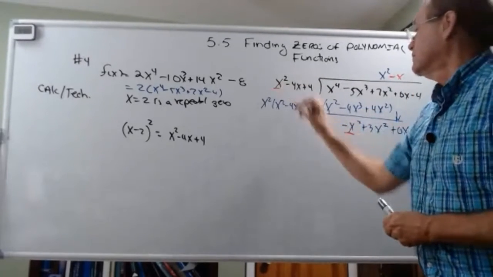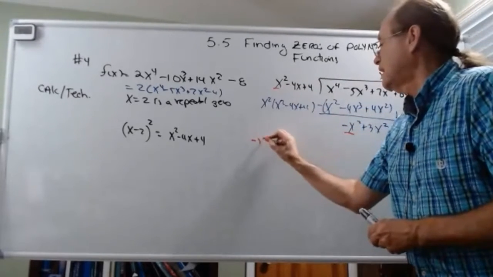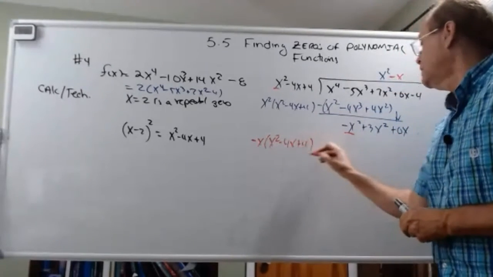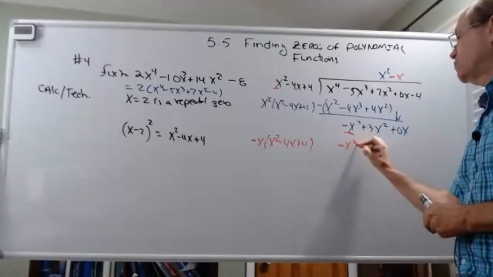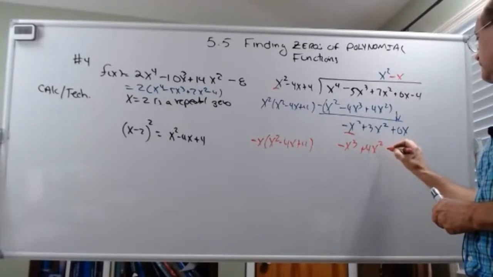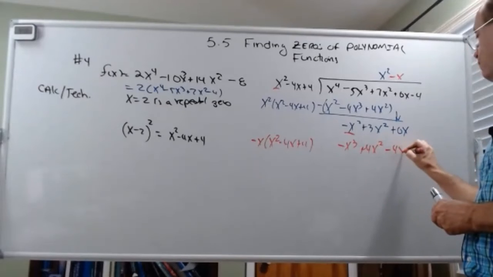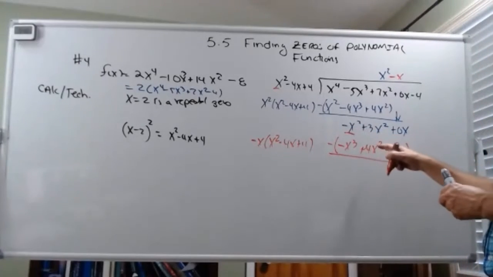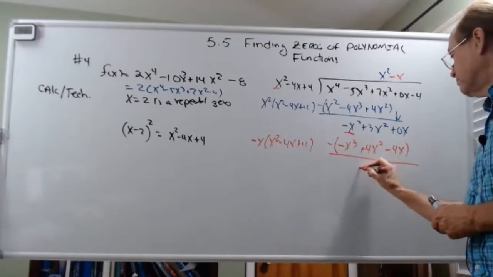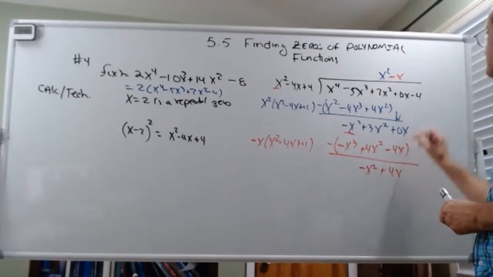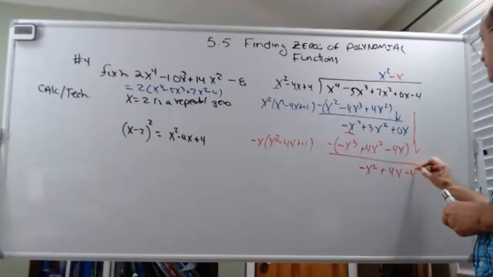So I multiply everything by a negative x times x squared minus 4x plus 4. I get a negative x cubed, a positive 4x squared, and then a negative 4x. But I'm subtracting that from what's above. Subtracting gives me a minus x squared plus 4x, and I bring down the negative 4.